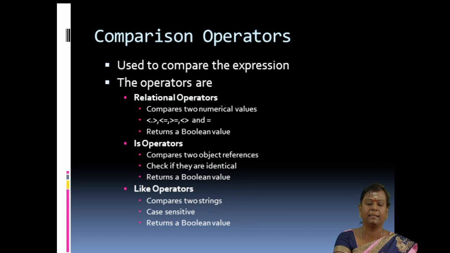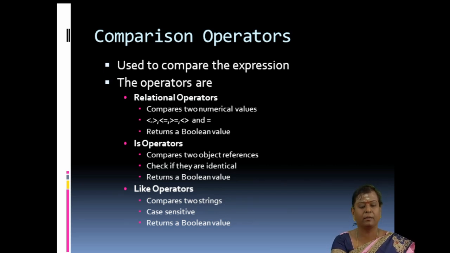Next, coming to the comparison operators, these compare two expressions, or a single expression can be compared. Here the operators can be relational operators, Is operators, and Like operators. The relational operator compares two numerical values, and the operators used are less than, greater than, less than or equal to, greater than or equal to. Then the not equal operator is represented by both the less than and greater than symbols, and equal to identifies whether the two expression values are equal.